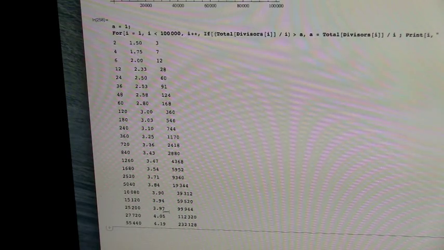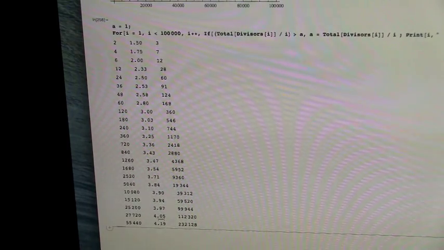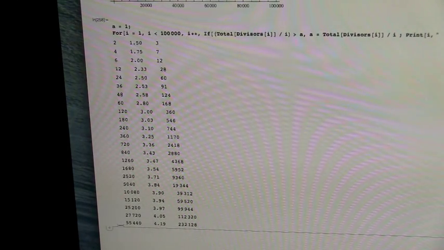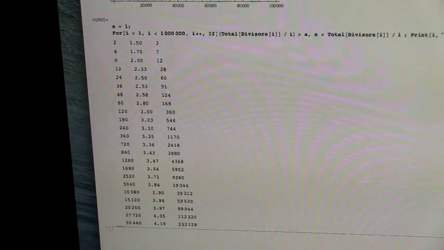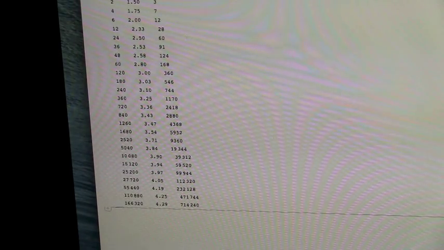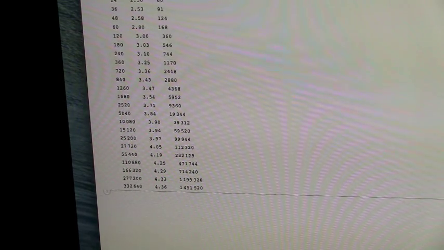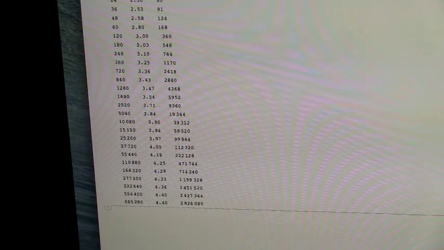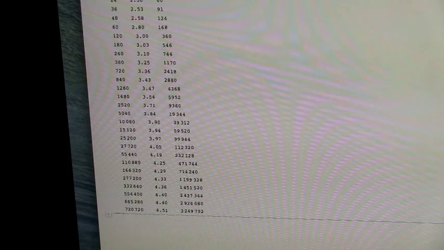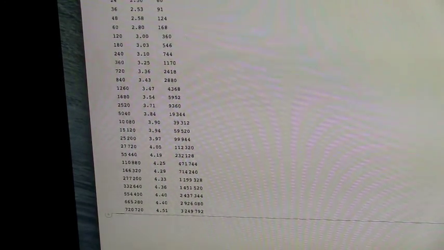Oh, it's actually 3.97. So actually 27,720 is the first one where it's above 4. It's 4.05. Then you get 4.19. Then I get 55,000. Do you think it ever gets above 5? Maybe for 1 million. Should I go up to 1 million? Let's see. It's still running. 4.29, 4.23... Not yet. Gets up to around 4.5.